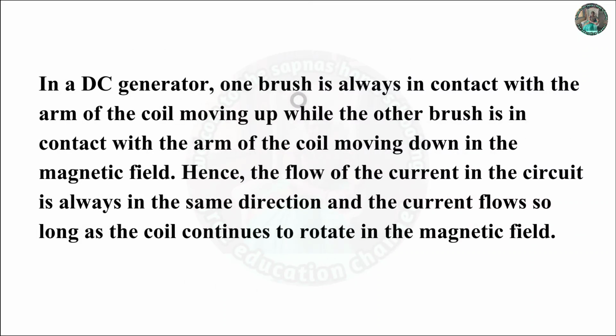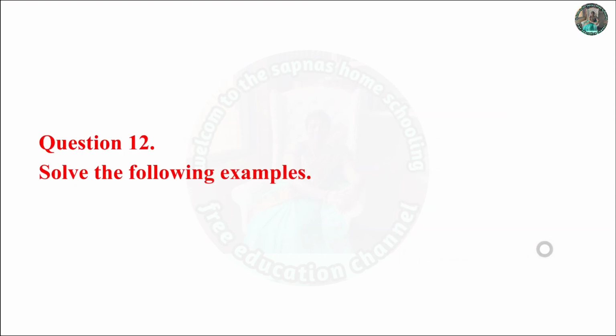In a DC generator, one brush is always in contact with the arm of the coil moving up, while the other brush is in contact with the arm of the coil moving down in the magnetic field. Hence, the flow of current in the circuit is always in the same direction, and the current flows as long as the coil continues to rotate in the magnetic field.